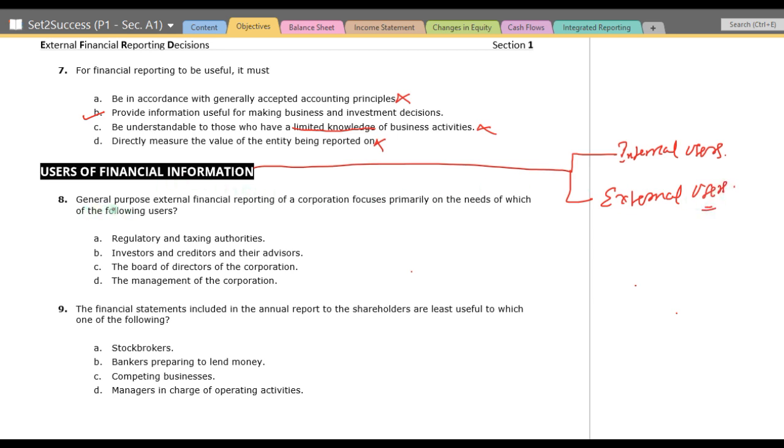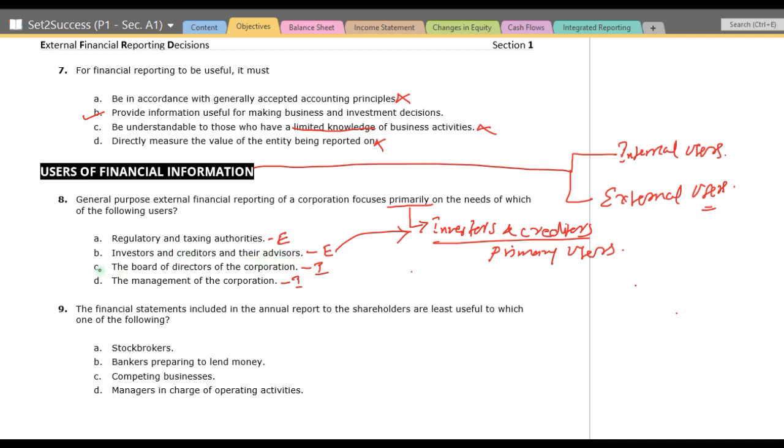Now, general purpose external financial reporting of a corporation focuses primarily on the needs of which of the following users. So first, let us classify the users as internal users and external users. Regulatory and taxing authorities are external users. Investors, creditors and their advisors are external users. The board of directors of a corporation are internal users. The management of the corporation is internal users. So the primary users are external users, and they are investors and creditors. These two users are the primary users. So investors and creditors and their advisors are the primary users.